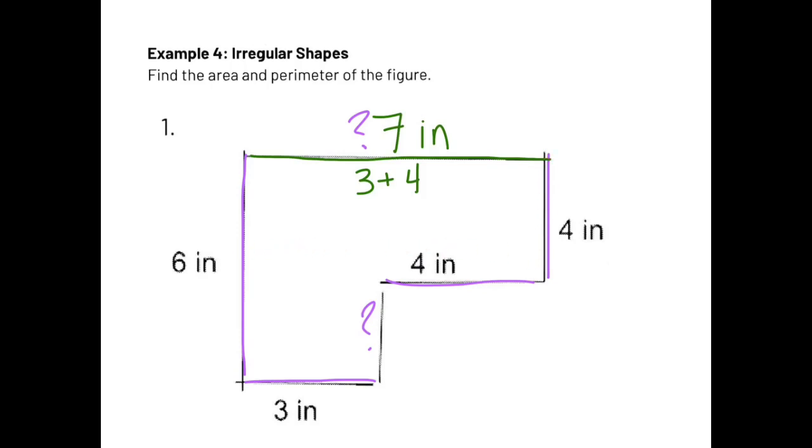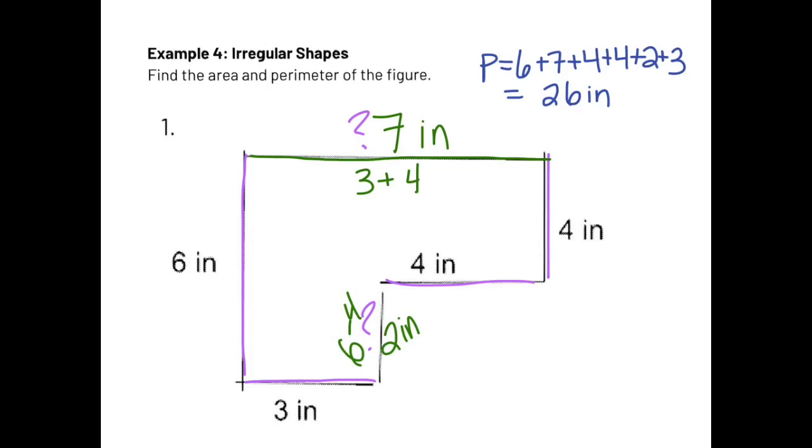And so in order to figure out what's down below, we just have to do 6 minus 4. And actually, let me put that here. 6 minus 4, that's going to give us 2 inches. And so this is all work for the perimeter, so I'm going to go ahead and add those numbers together. The perimeter is 26 inches.